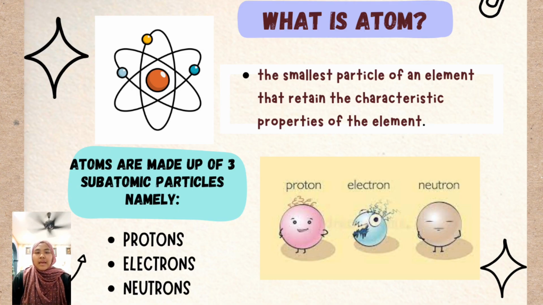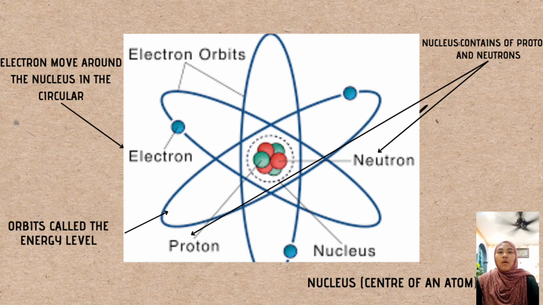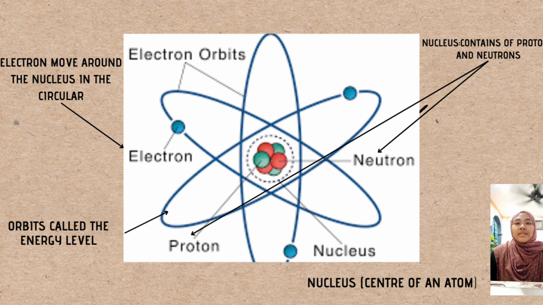What are atoms? An atom is the smallest particle of an element that retains the characteristic properties of the element. Atoms are made up of three subatomic particles, namely protons, electrons, and neutrons. You can see the diagram of atoms. Electrons in the atom move around the nucleus in circular orbits, and these orbits are called energy levels. The center of an atom is the nucleus. The nucleus contains protons and neutrons.